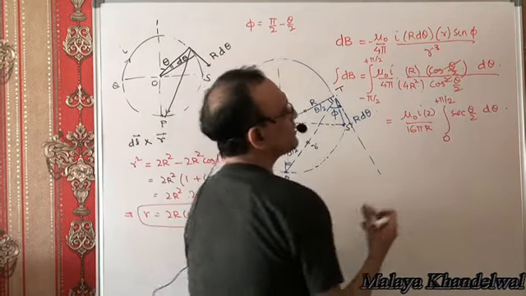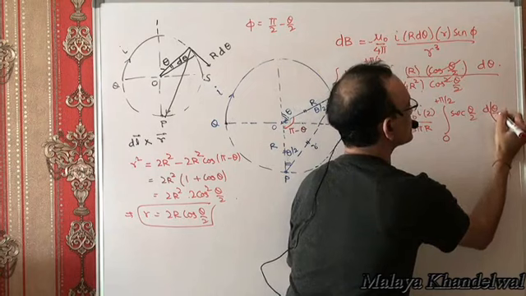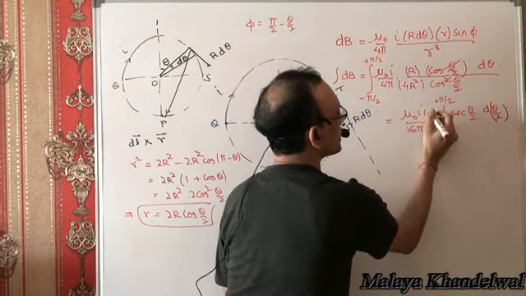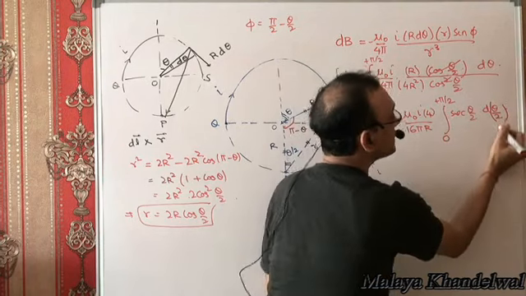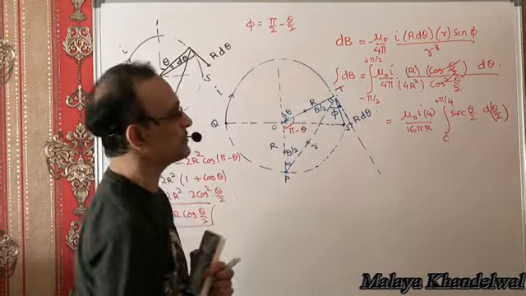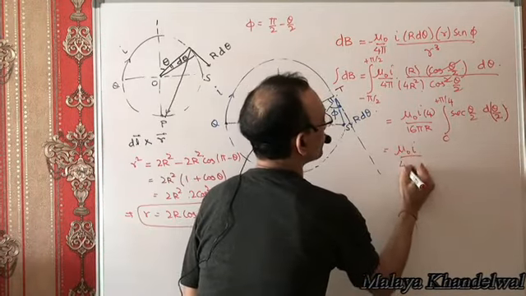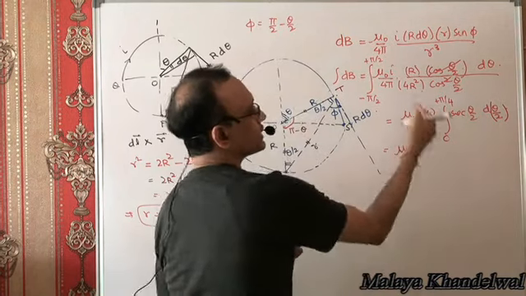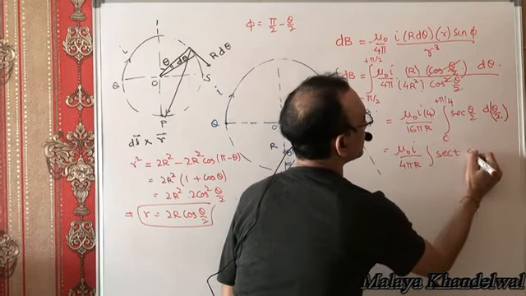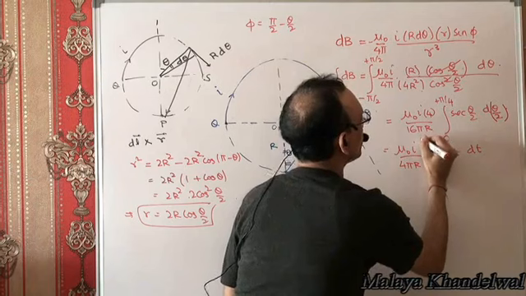And then I can make θ by 2 my subject of integration. So I can write this as θ by 2, and then multiplying by 2, so that makes it another 4. And θ by 2 varies from 0 to π by 4. So then this is like μ₀ I divided by 4π R, integral sec t dt, where t is θ by 2, t runs from 0 to π by 4.